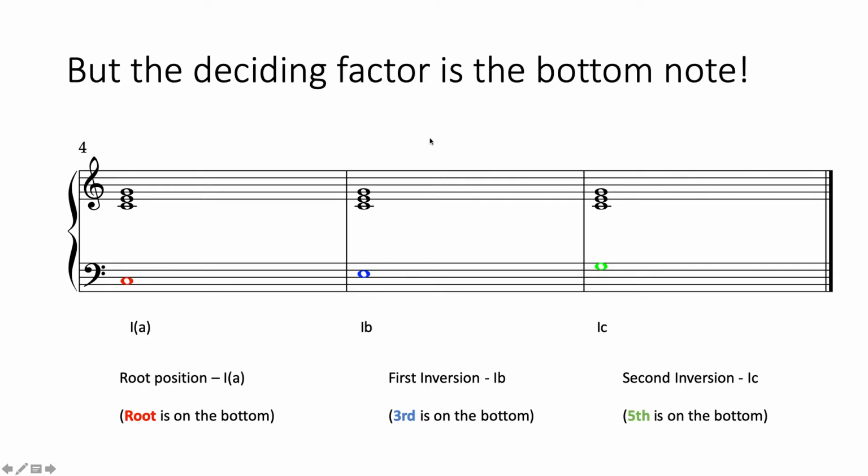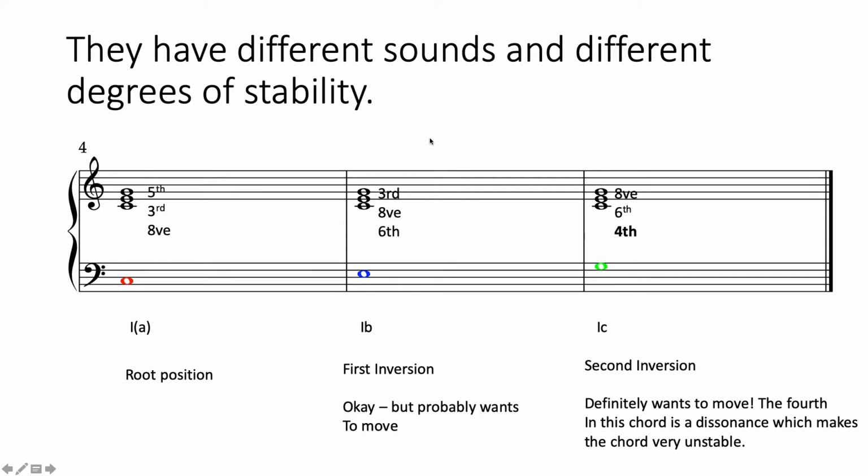And these changes, they're not superficial changes. Each of these inversions have different sounds, and they've got different degrees of stability. So if I just play through them, here's chord 1 in root position, and that sounds stable. It's absolutely fine. We can sit on that chord for days.